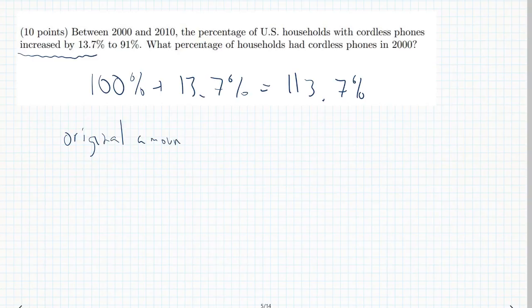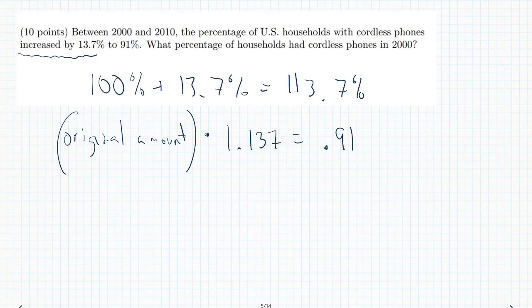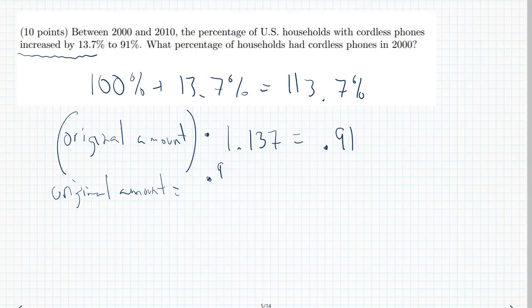So at the end of the day, we are looking for an original amount, right? And technically, this is a percentage in this case. So original amount, whatever that might be, times our percentage. Now let's write this as a decimal. That's 1.137 equals our final percentage, which is 0.91. Okay. So now if we're solving for the original amount, you take the 0.91 and you divide by 1.137.